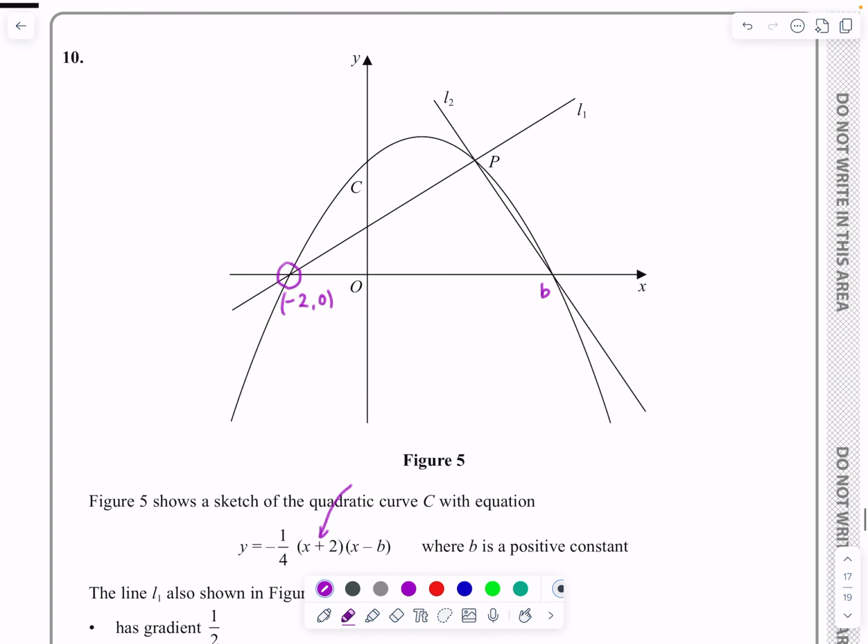So yeah, quite an interesting question, that one. It's a question 10, so it's okay for it to be a little bit more difficult, but lots of use of y minus y1 equals m times x minus x1. Hopefully that all makes sense to you.